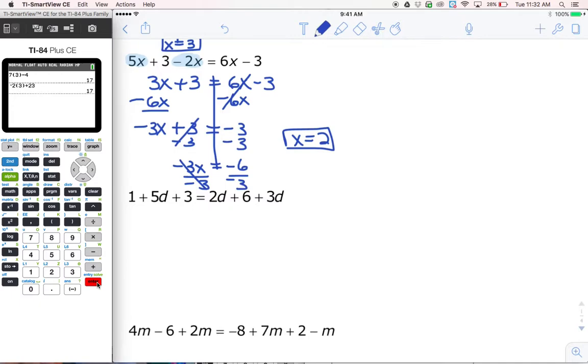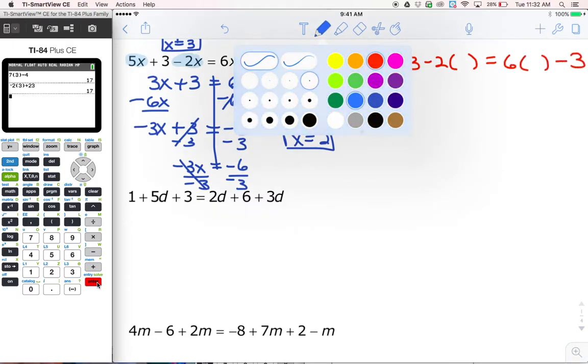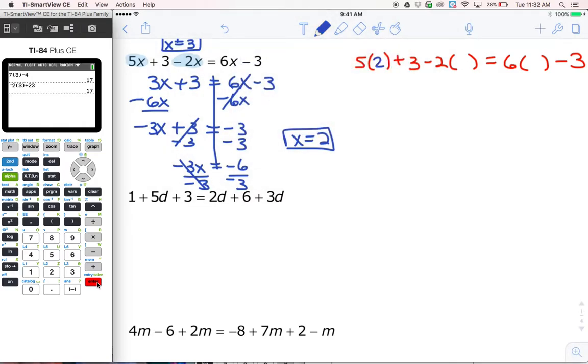Let's check our answer. Always check your answers, guys. Always. So 5 times x plus 3 minus 2 times x is supposed to equal 6 times x minus 3. I think x is 2, so that's what I'm going to put in there. That's what I'm checking.